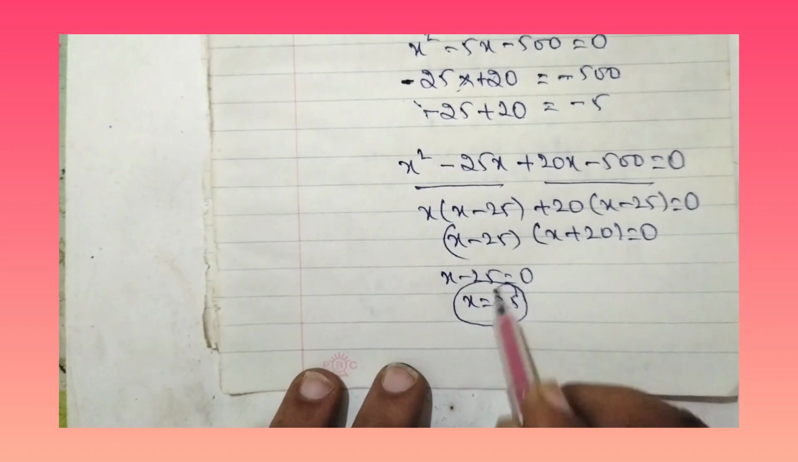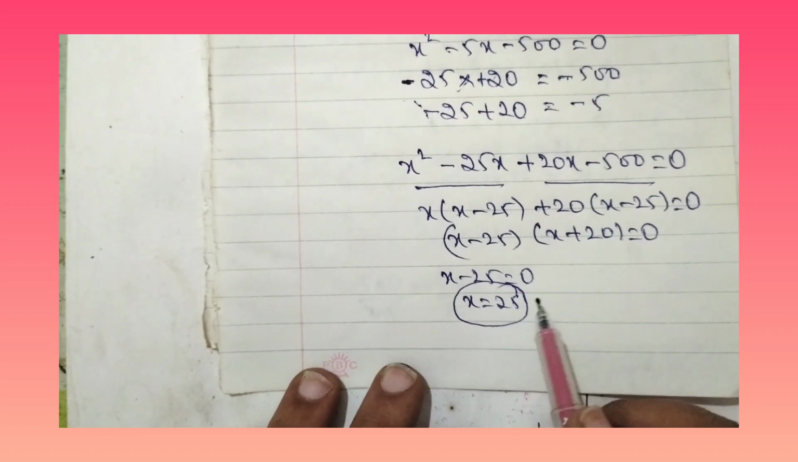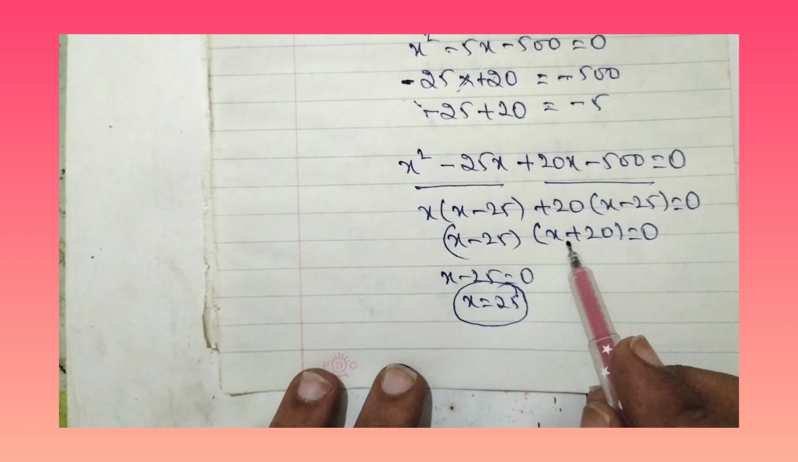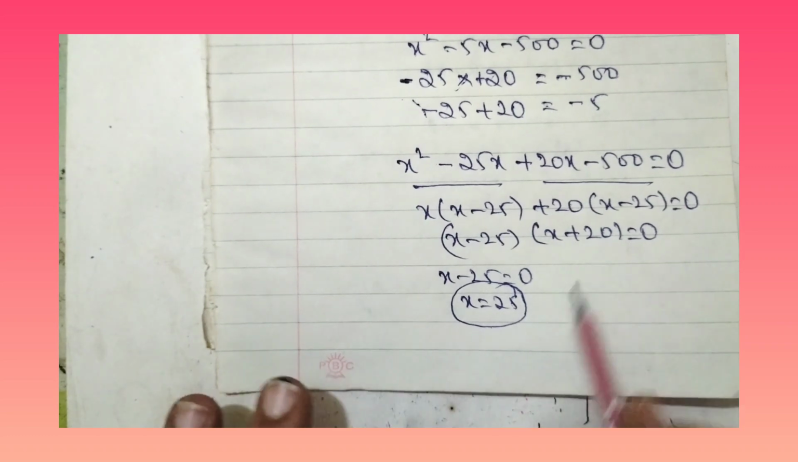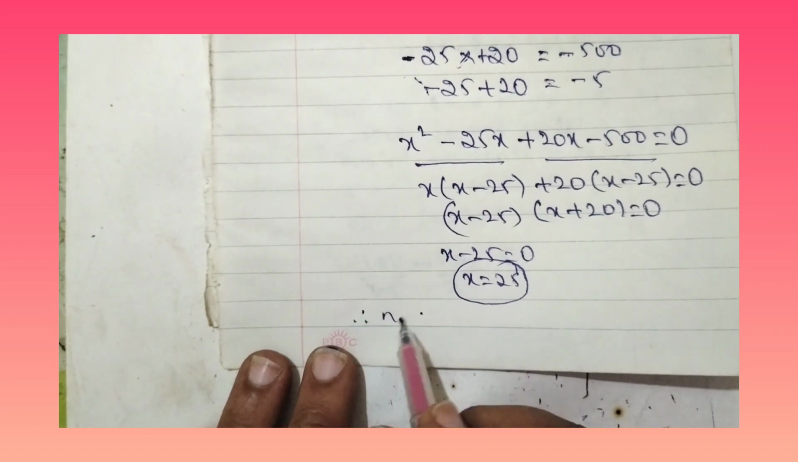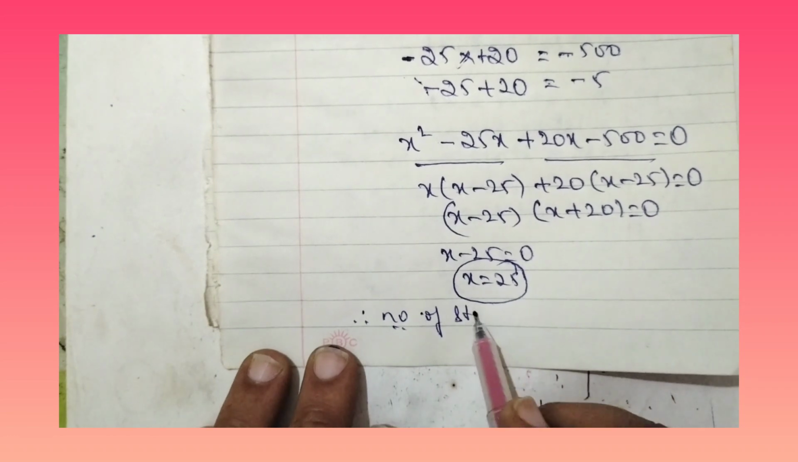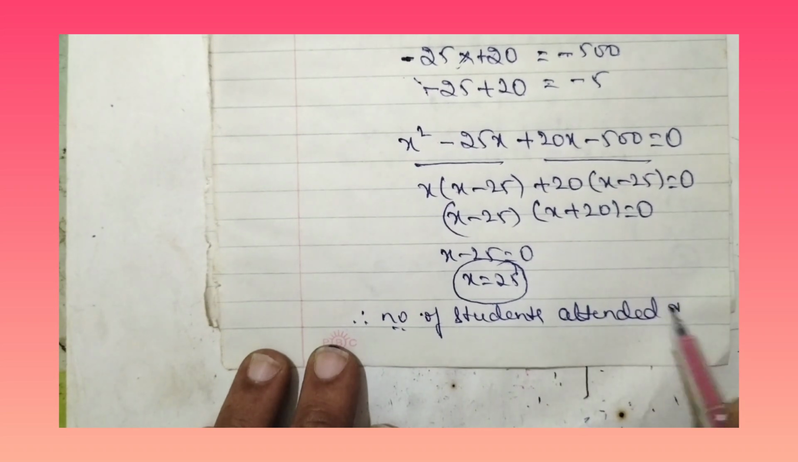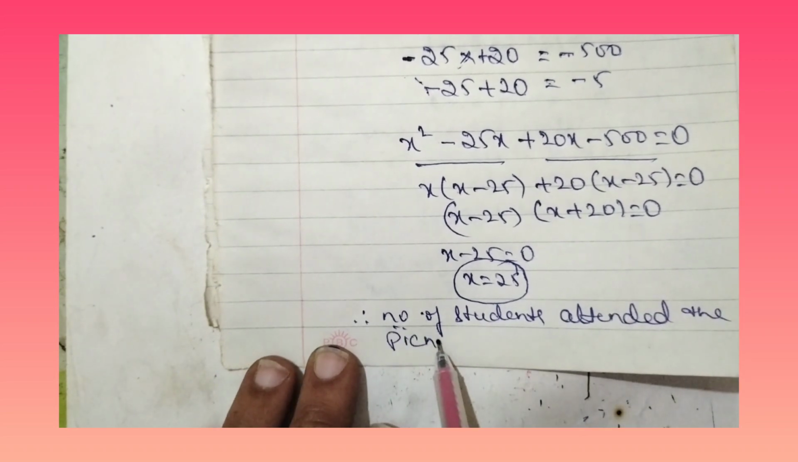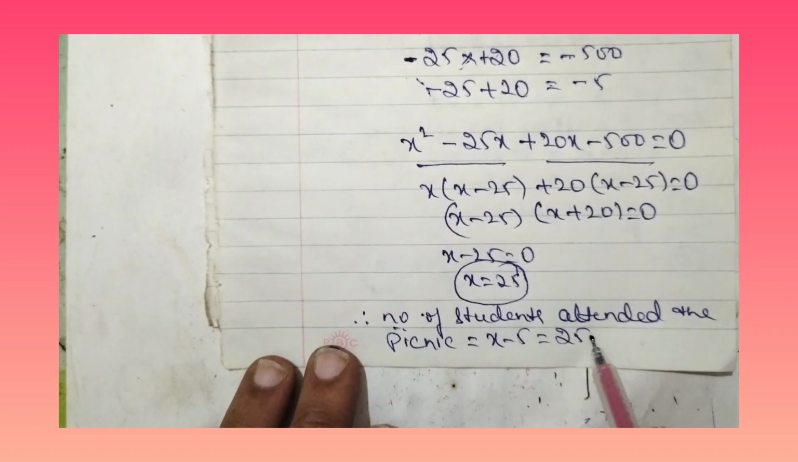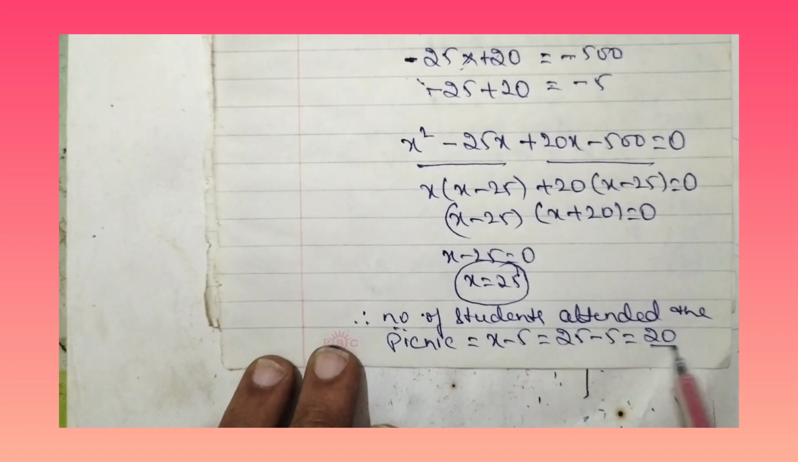So first, totally x number, that is 25, they had planned. But instead of 25, 5 of them are not moving for the picnic. Now if I equate x plus 20 to 0, it will become minus 20. I have taken x as the number of students, and the number of students will never be negative. Therefore x is equal to 25. So the number of students who attended the picnic is equal to x minus 5, which is 25 minus 5, that is 20.